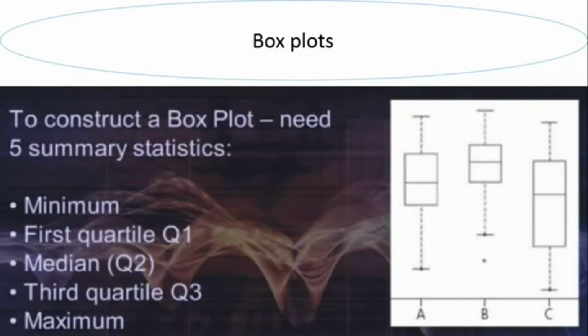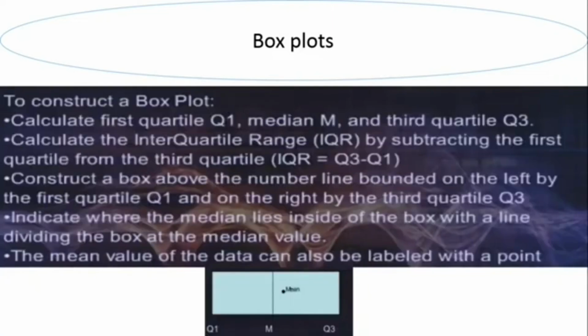Construct the box above the number line, bounded on the left by the first quartile Q1 and on the right by the third quartile. After that, you indicate where the median lies inside the box with a line dividing the box at the median value. The mean value of the data can also be labeled with a point. So you have a rectangle in which you plot the median, the first quartile, the third quartile, and you can also highlight the mean, as you can see at the back of your screen.